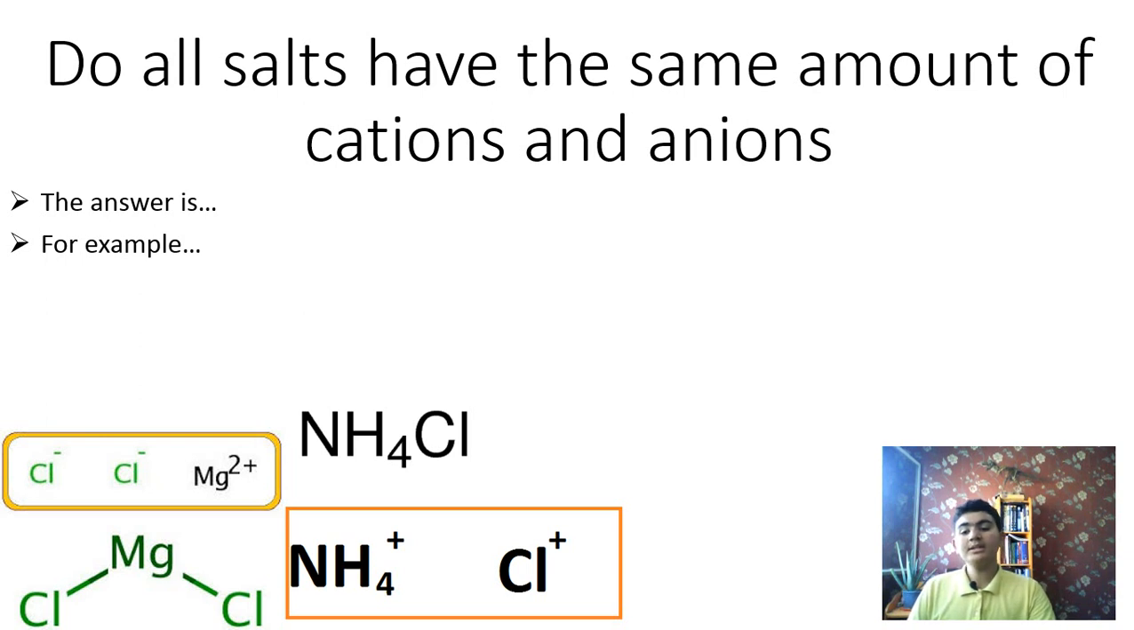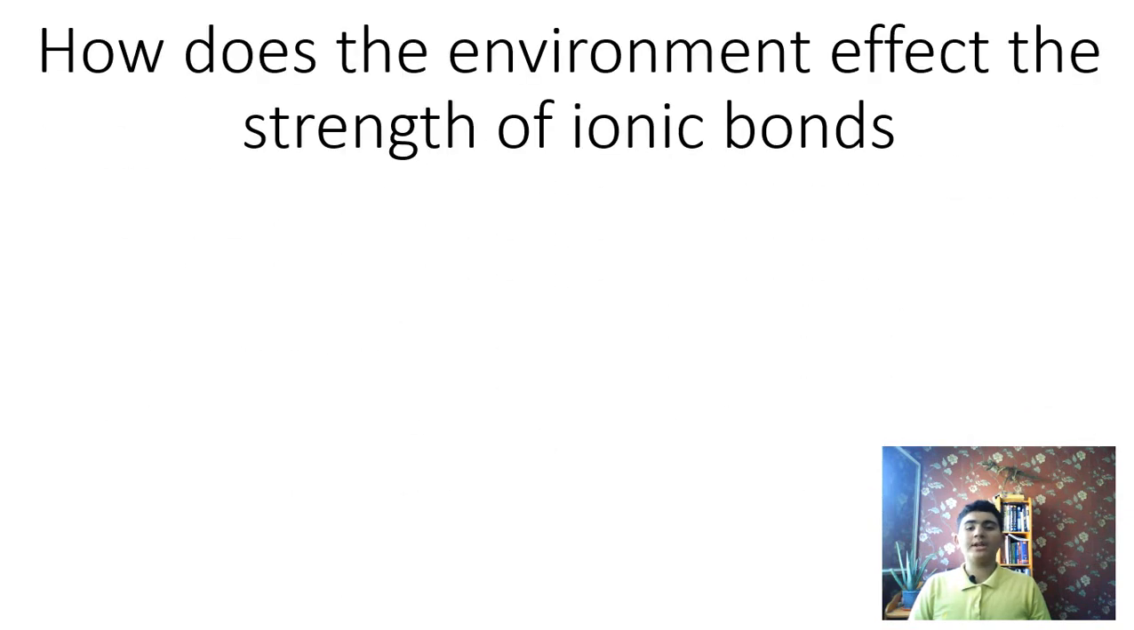But in magnesium chloride, we have one cation, but we have two anions. So they have a different number of cations and anions. And the environment affects the strength of ionic bonds.